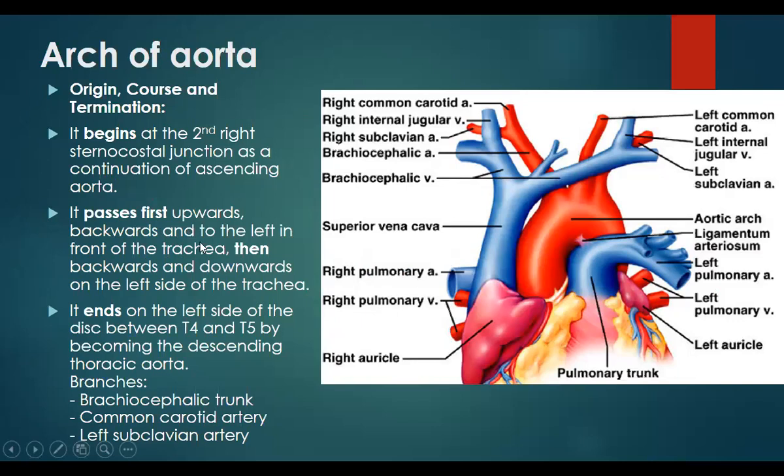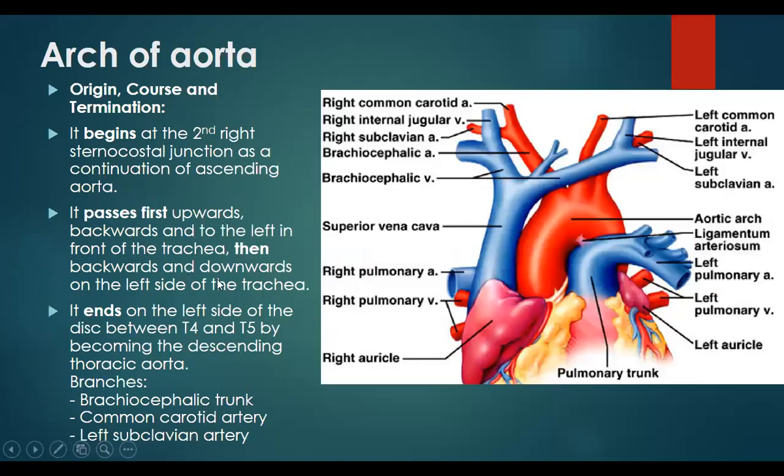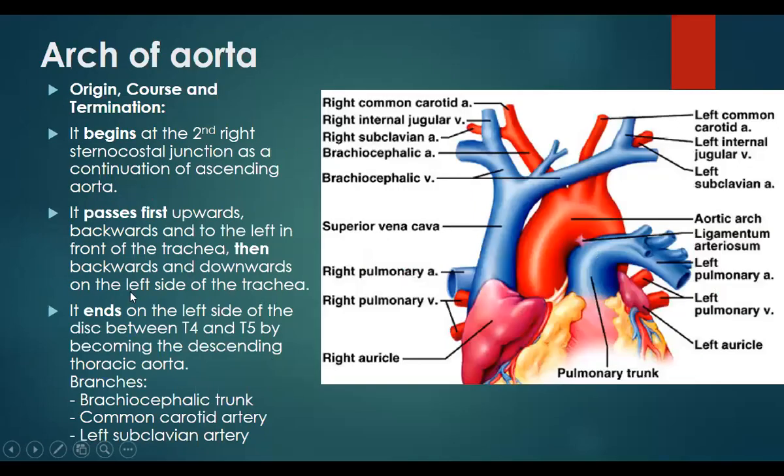In the front of the trachea, as you can see in this picture. Then backwards and downwards on the left side of the trachea. First it will be in front of the trachea, then it goes behind, backwards and towards the left of the trachea, and starts descending. Okay, it ends on the left side of the disc between the T4 and T5 level by becoming the descending thoracic aorta. So now the arch will begin, ascend, then descend, and end there. Then it continues as the descending aorta.